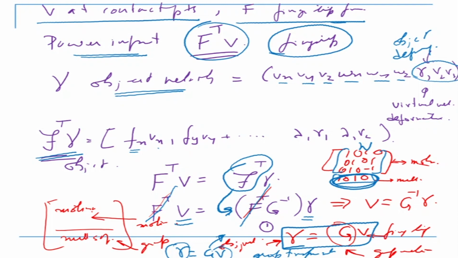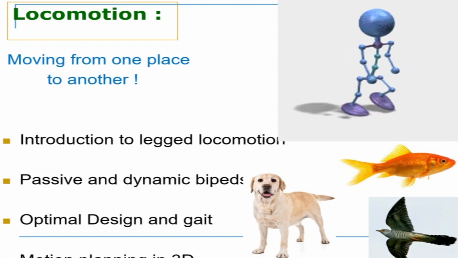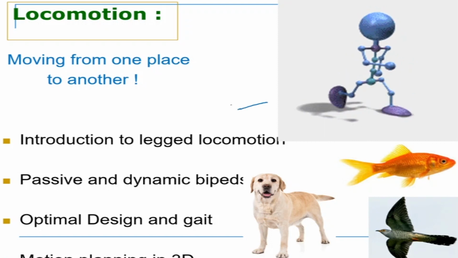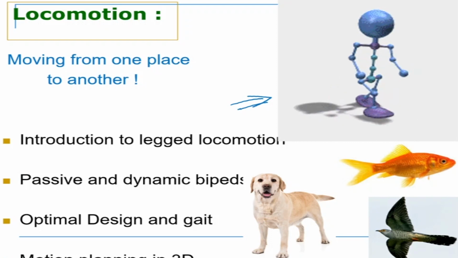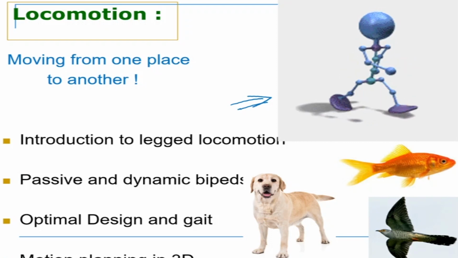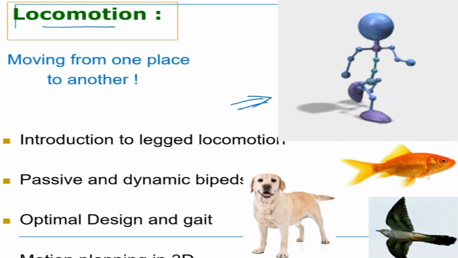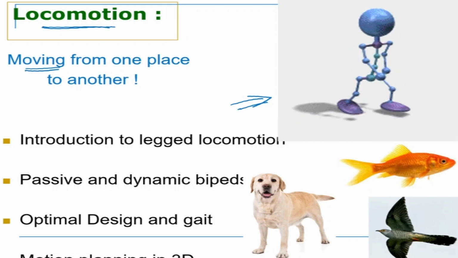Now let's proceed from here to the next topic, which is biped locomotion. Locomotion basically means going from one place to another place. As shown in this figure, this cartoon figure is walking, swinging its hands very happily, going from one place to another. So locomotion basically means moving from one place to another place.